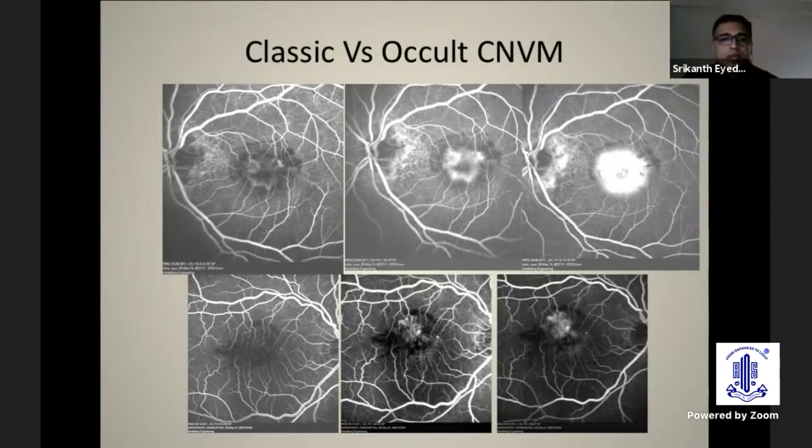of the lesion. In an occult CNVM, the filling is very patchy because the distribution of the lesion is at a different plane, and you don't see the entire extent of the lesion as typically that you would see in a classic CNVM. So this is the main striking difference that you would see in a classic versus an occult CNVM.